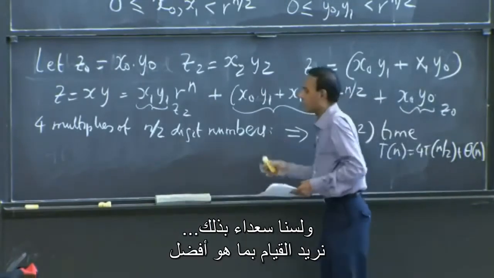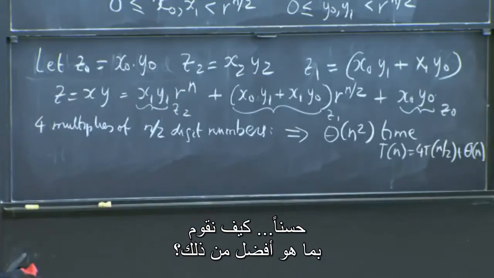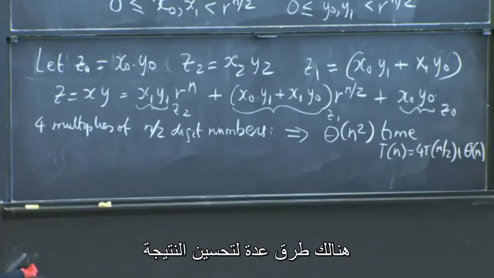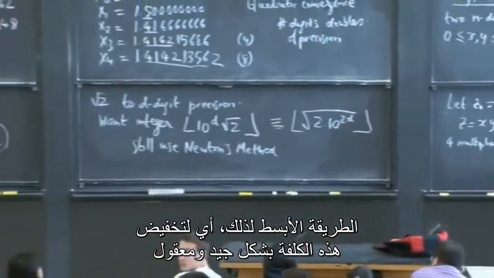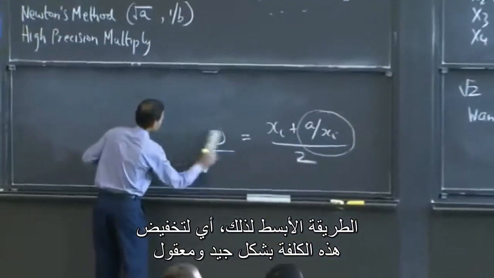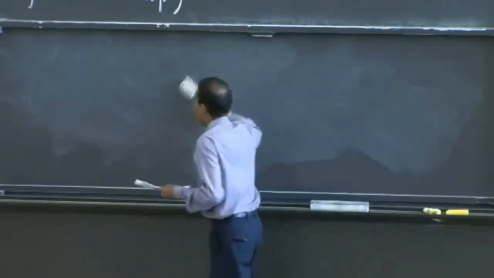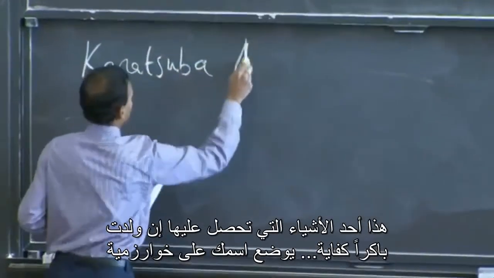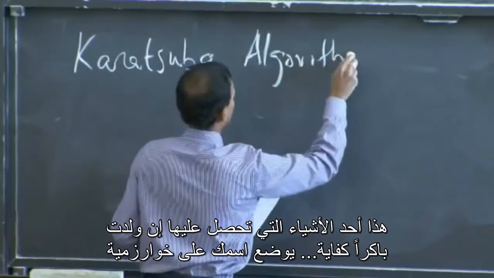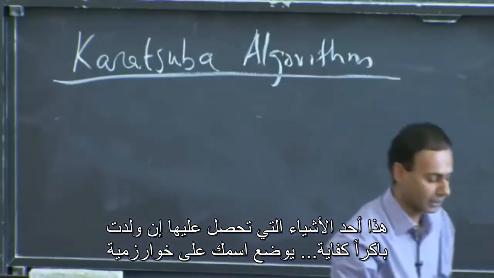And we're not happy with that. We'd like to do better. So how do you do better? Well, there are many ways of doing better. The simplest way of fairly substantially lowering that complexity is due to a gentleman by the name of Karatsuba. This is one of those things where if you were born early enough, you get your name on an algorithm.